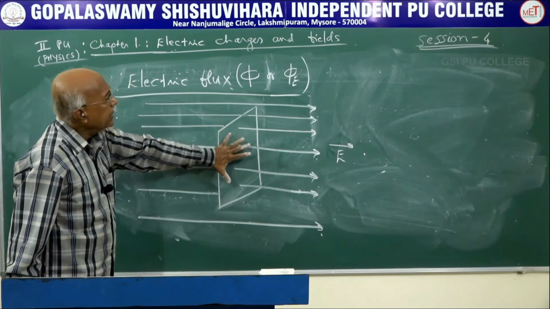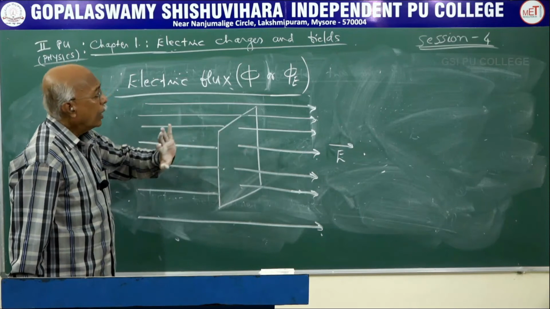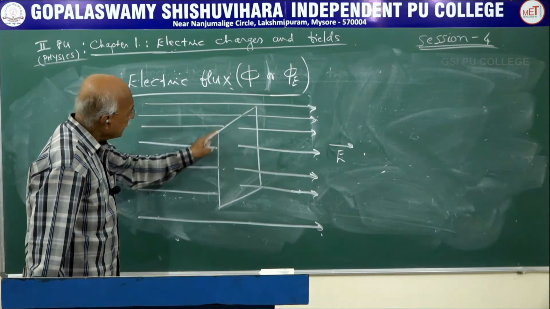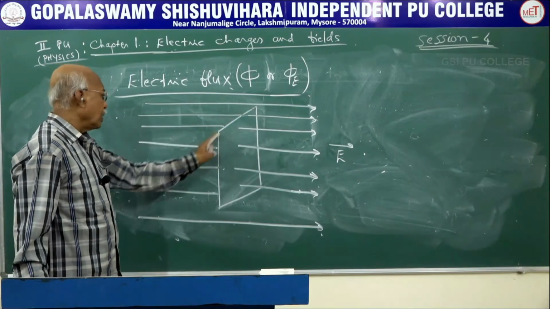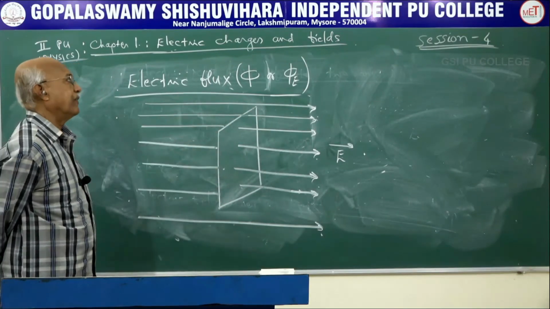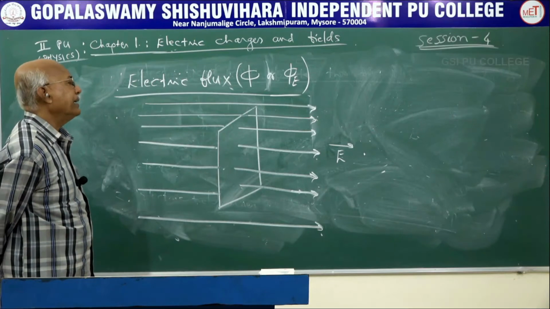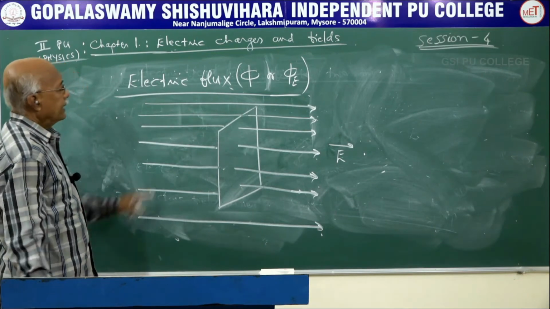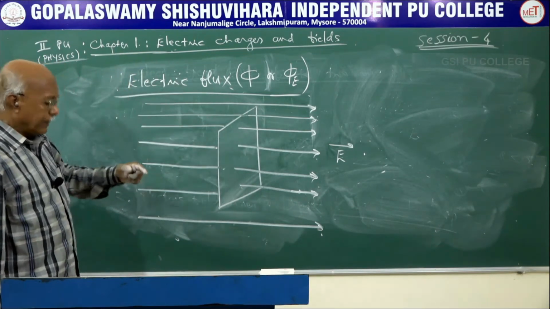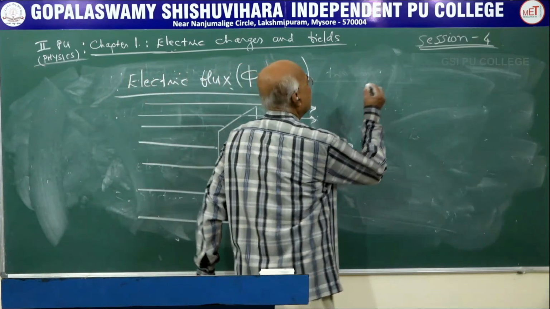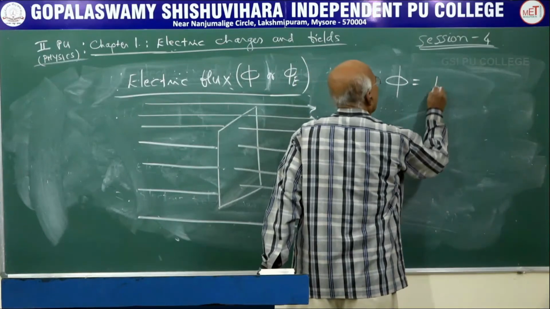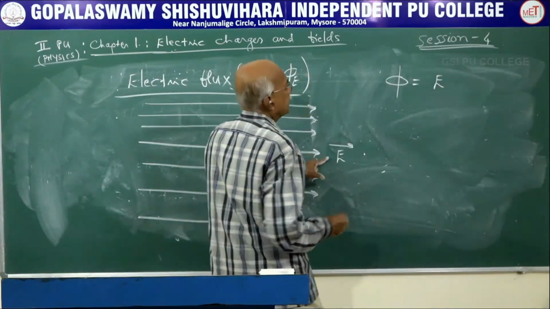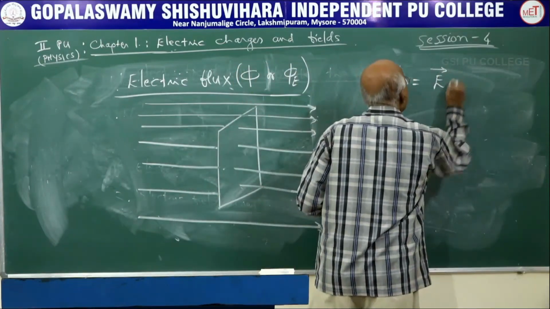Take into account the area, and how much electric field is available in this complete enclosed area. This is called the electric flux. Or otherwise, looking at the diagram, you can simply say that electric flux, mathematically, we have written the flux as phi. So this is equal to, what is the strength of the field? The strength of the field is E.